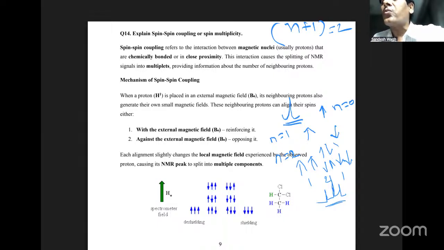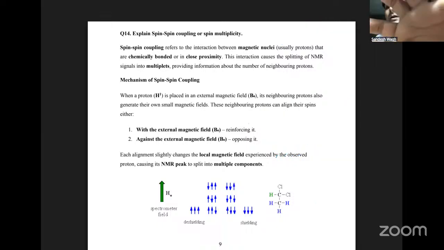A doublet is what? 1:1, because this may be clockwise or this may be anti-clockwise. So this will be a 1:1 intensity ratio. So the doublet will have the pattern of the same height of the peak split. So this is for 0 protons, 1, 2, and 3. Let's see the 3.